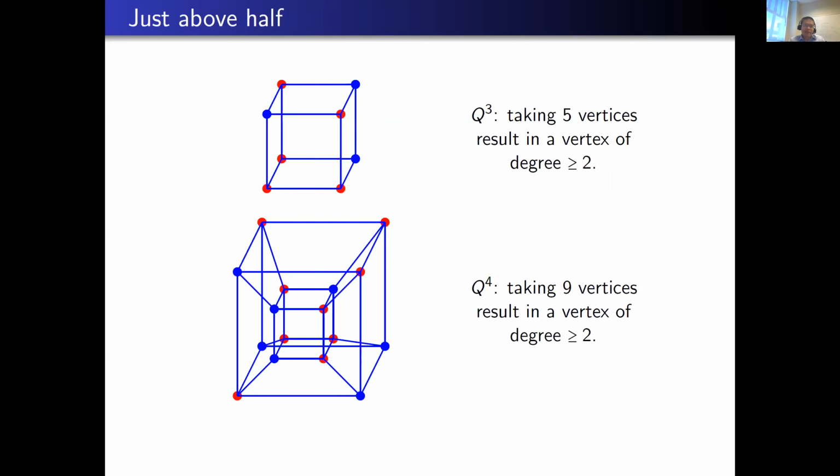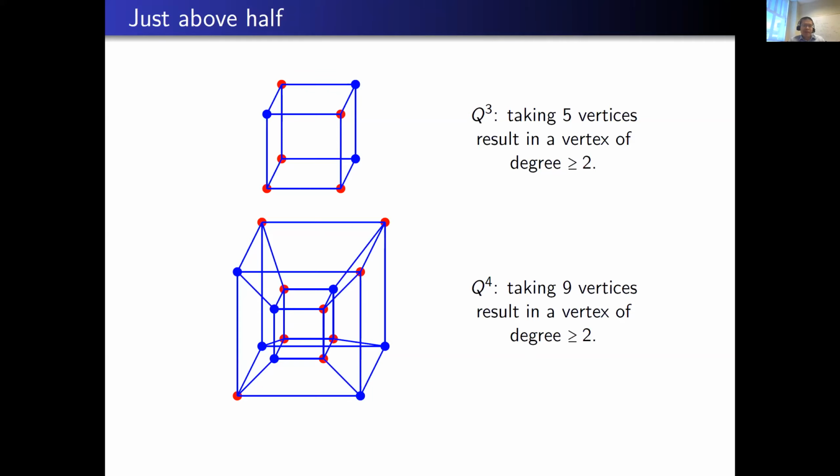So now let's play with the 3-dimensional and 4-dimensional cases and see what happens. For the 3-dimensional cube, if you want to take more than half, you have to take at least 5 vertices out of 8. If you take these red vertices, it indeed gives you an induced path on 5 vertices, and the maximum degree of a path is equal to 2. Actually, in this example, you can even take 6 vertices, which gives you an induced cycle of length 6.